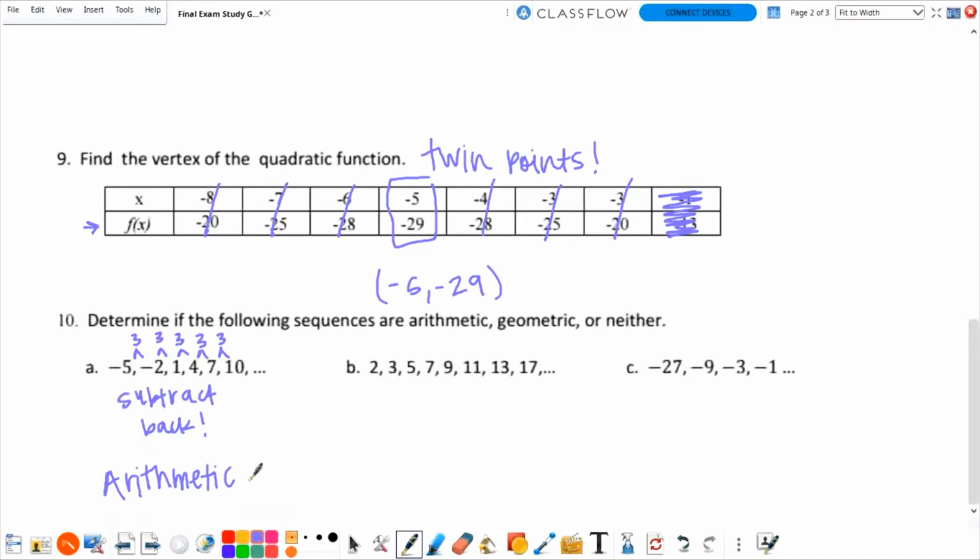All right, let's look at B. Let's start by subtracting. So 17 minus 13, that gives us 4. 13 minus 11, that gives us 2. So we're already off course there. Let's try dividing. I don't think that's going to work, but we never know. So 17 divided by 13 gives us 1.3. 13 divided by 11 gives us 1.18. So we've already lost that as well. So if it's not arithmetic or geometric, it has to be neither.